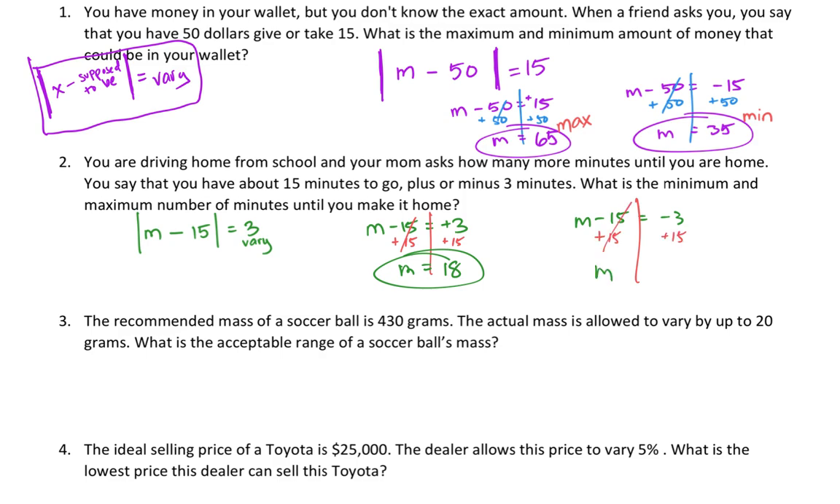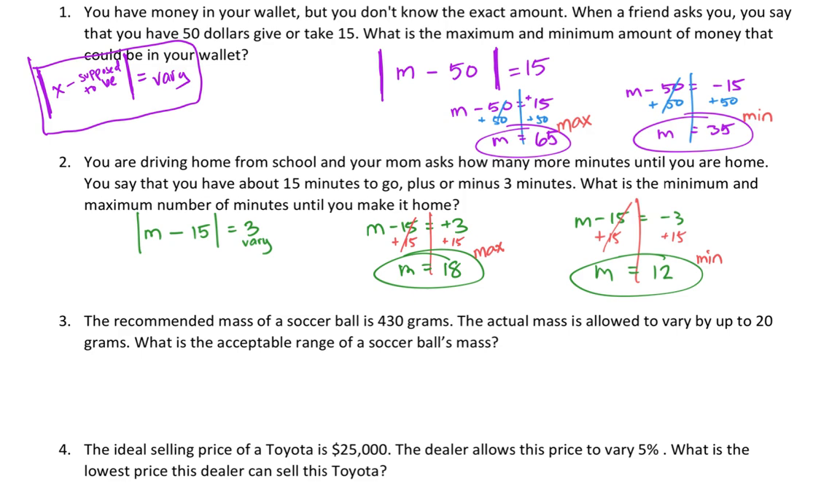And m equals negative 3 plus 15, or 15 minus 3 is 12. Maybe I'll be home in 12 minutes. So I should be home between 12 and 18 minutes, 12 being the minimum amount of time it takes me to get home, and 18 minutes being the maximum amount of time it takes me to get home.